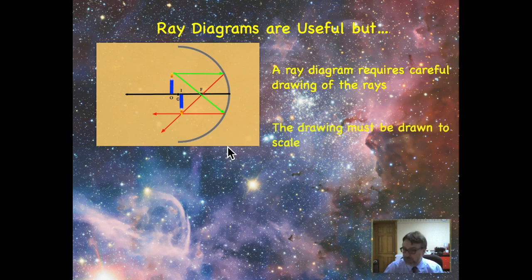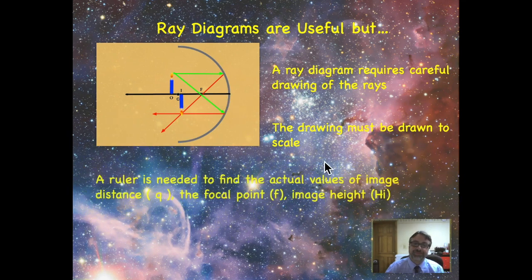The drawing must be drawn to scale. That is, if I was trying to find the image of a particular candle in the real world, I would need to make sure that the height of this candle is drawn such that it's obeying the same scale as, say, the distance from the center to the mirror or from the focal point to the mirror. And if I wanted to find out how high this image really is, I would need to use a ruler and measure the height of that image. And again, I need to make sure that everything is very careful in my drawing.